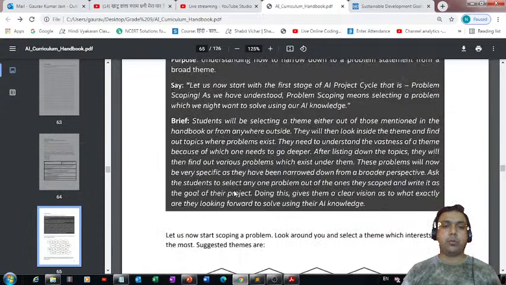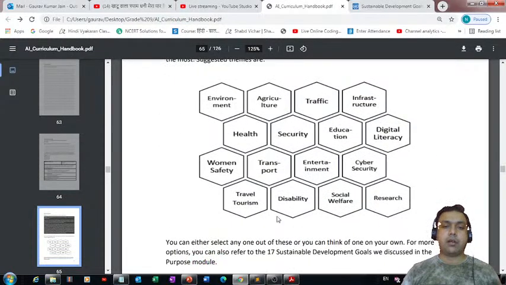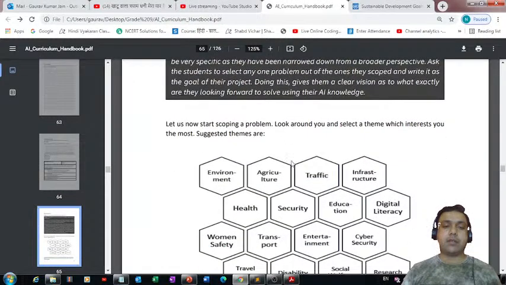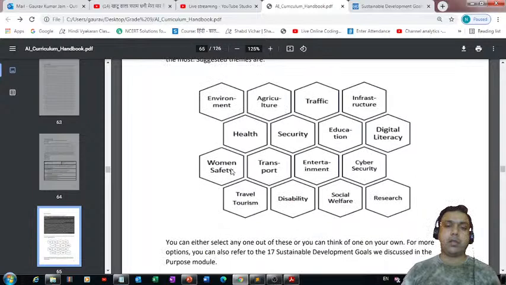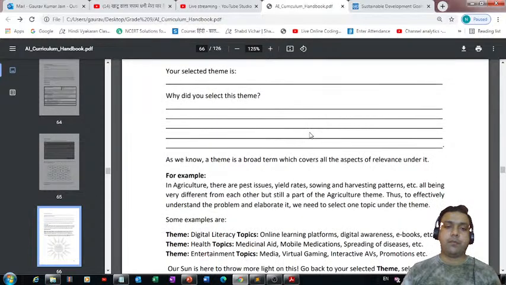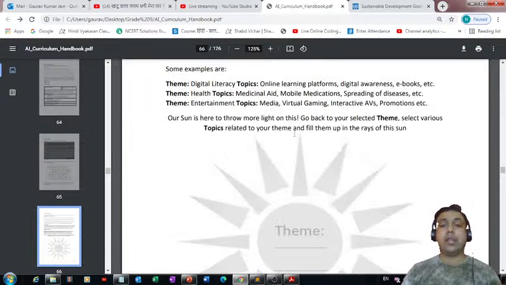So basically, these are some of the themes you have been given, and you are asked to select a theme of your choice. You can select any theme from here. Suppose you selected environment, or digital literacy, or entertainment. Based on this, you will find out the various problems that people are facing.